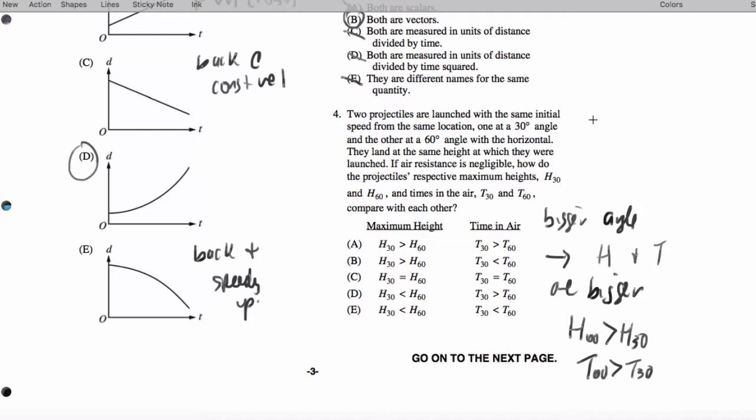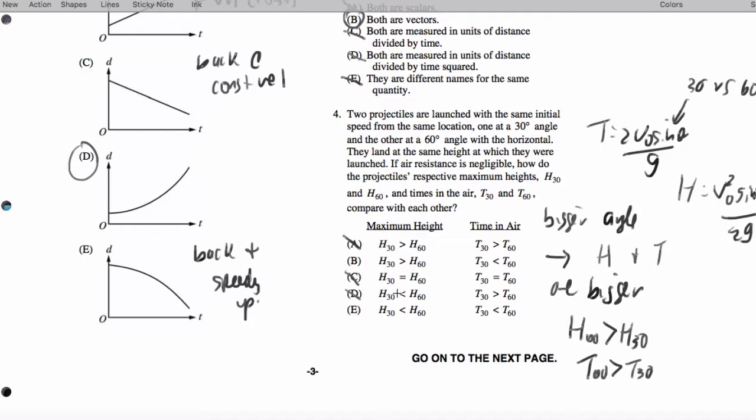If you wanted to prove this, you could say T is 2 V naught sine theta over g. Then you could plug in 30 versus 60. And that would actually rule out this one and this one and this one. And then you could do the same thing for the height. And you'd also see that 60 degrees gives you a bigger height. So that would rule out that. So we're left with choice E.